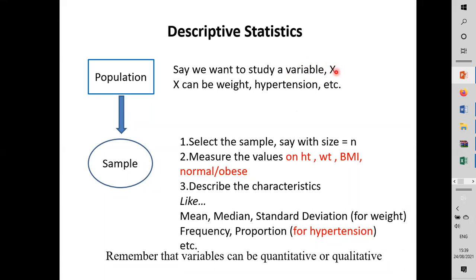Let's call this X. So X can be weight. Is weight a variable? Yes, it is. Why do you say it's a variable? Because it can have a different value in different items. Weight differs from person to person.